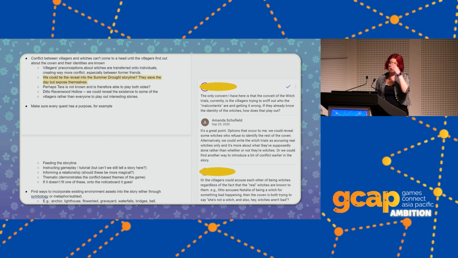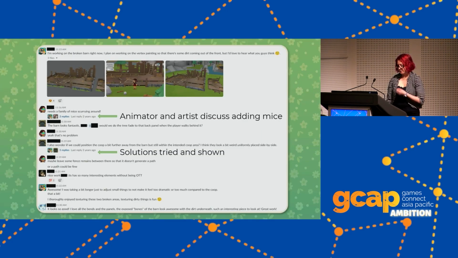So we have a similar process for art and other graphical assets. They're reviewed entirely through Slack. So this is an example of a ruined barn, which is on the farm when you first start the game. And the artist is presenting it, having already workshopped it with a smaller group of artists in another Slack channel. They're reviewing it with the whole team.